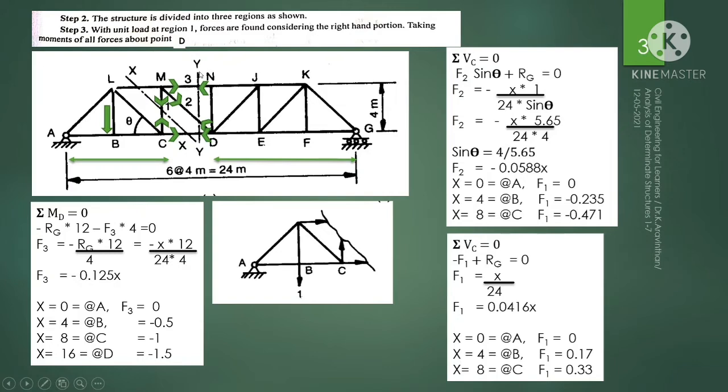This is our plane of cutting. We will look into the right hand side. First, let us find the force in member 3. If I take D as the joint, we might be able to find the force in member 3.